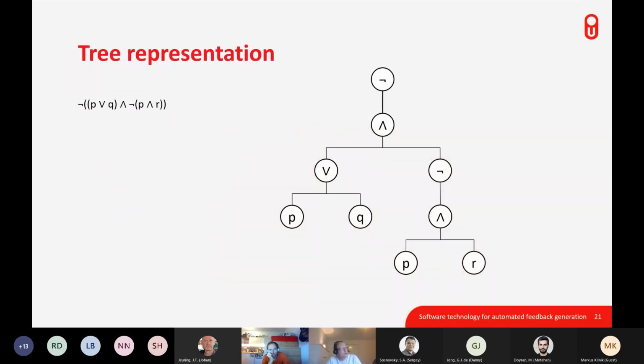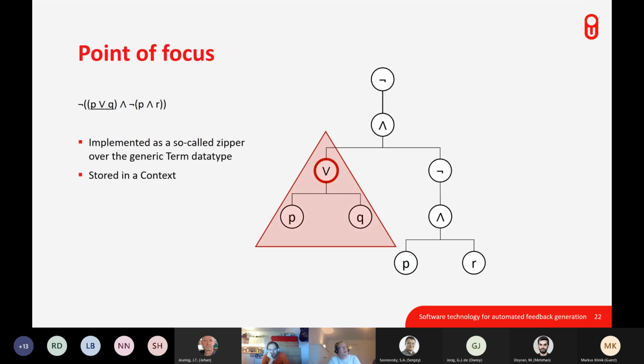Generic traversals, well, if I have a propositional formula like the one on the sheet, I can look at it from a tree representation, of course. And the idea is now that I'm also going to maintain a point of focus, which is sometimes also called a cursor. So this is the subterm that I'm currently considering, and this can very easily be implemented using a so-called zipper data structure over my generic term data type.